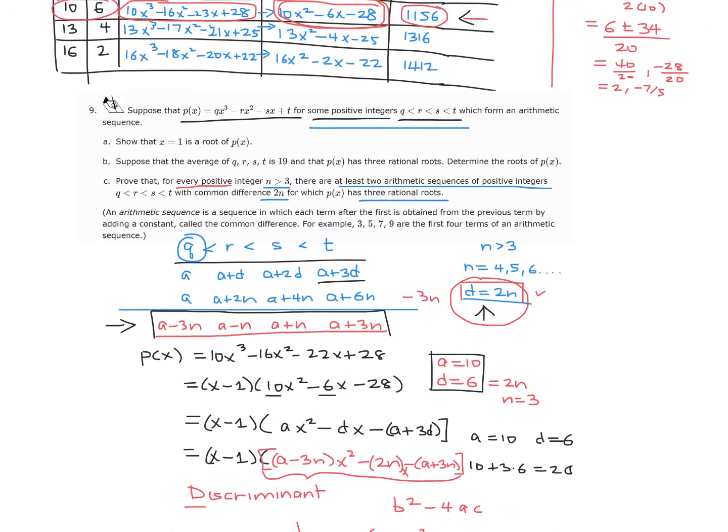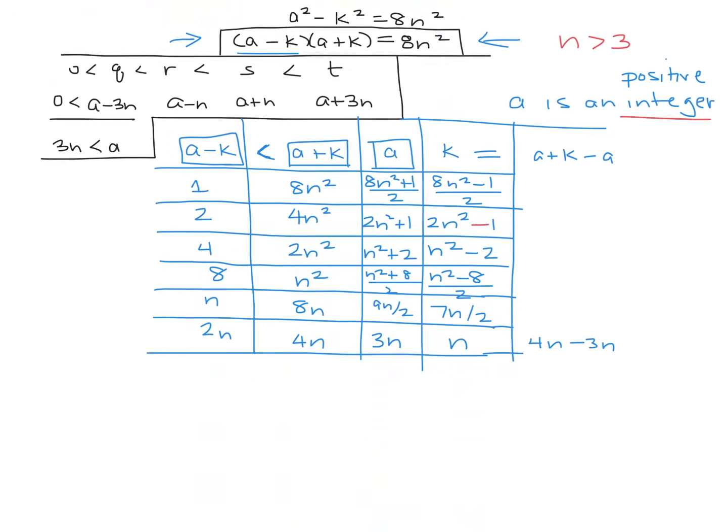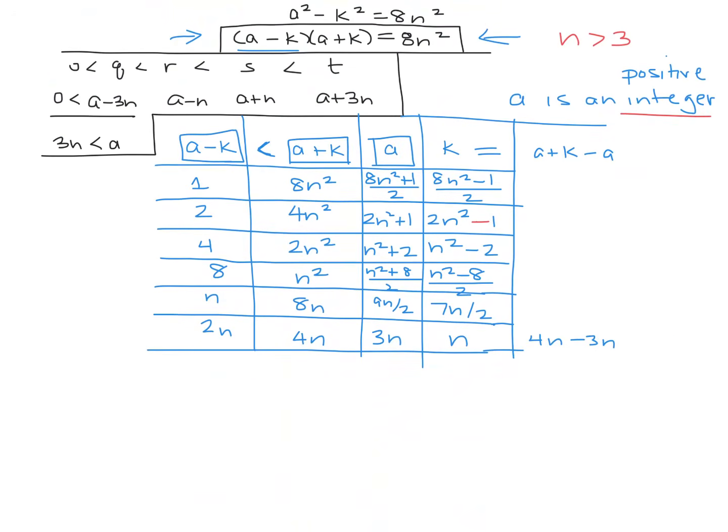N is every positive integer greater than 3. So n is any positive integer greater than 3. Okay. So this would not be a positive integer. It would be a fraction, divided by 2. Yeah, and similarly this one fails, but these two pass. And also they're distinct. That's another key thing, that they're distinct.